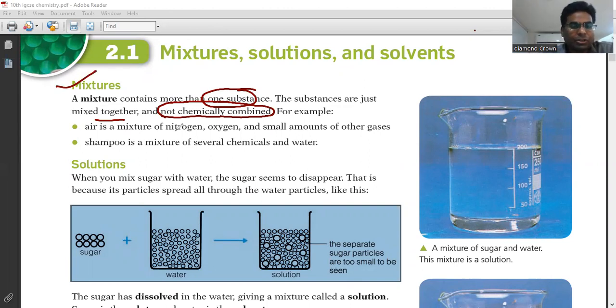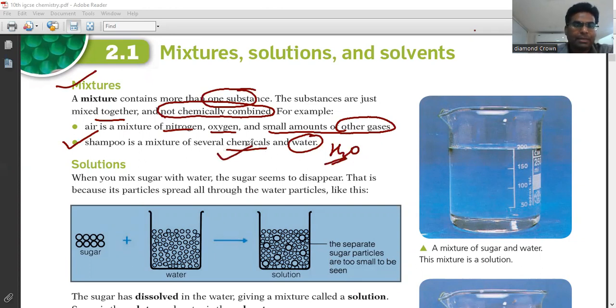Like air is a mixture of nitrogen, oxygen, and a small amount of other gas. So in our environment, air is a mixture of different types of gases like nitrogen, oxygen, and a small amount of other gases like SO2, H2O. And the next example is shampoo, a mixture of several chemicals and water. So water is H2O, and some other chemicals, that is called shampoo.